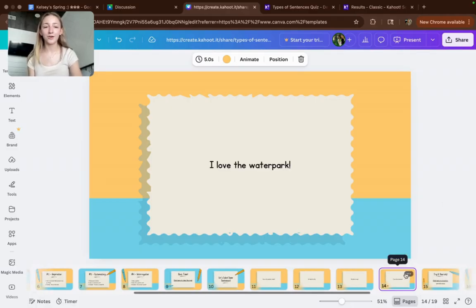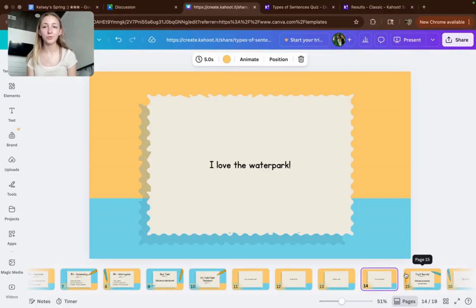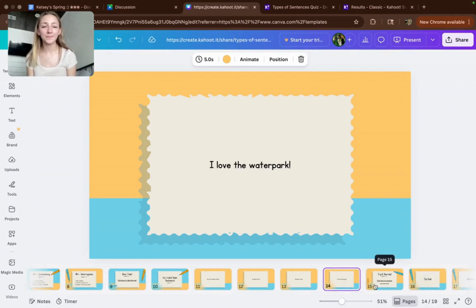I love the water park! This one ends with an exclamation point and it's said with excitement. So this one is exclamatory.